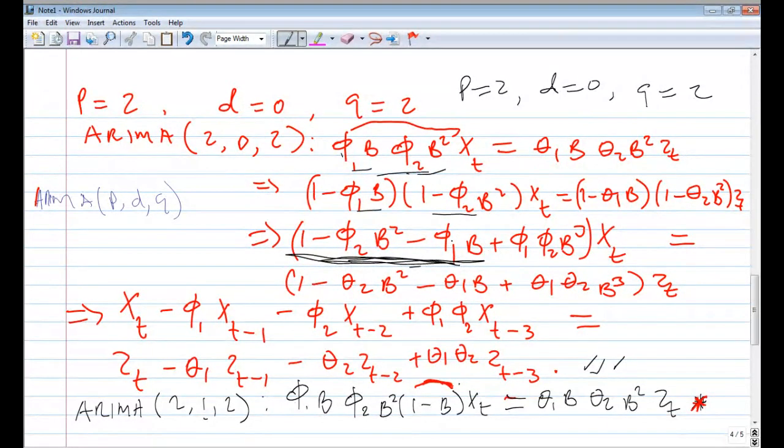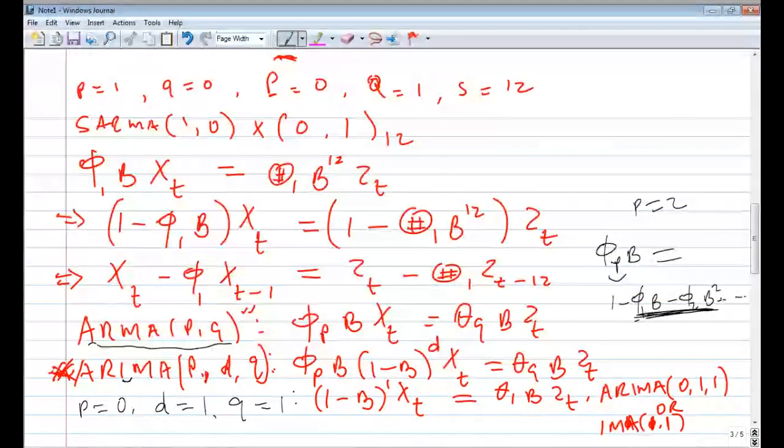It's phi 1 B... No, sir. I was supposed to start with 1 minus phi 1 B minus phi 2 B squared. It's not the same. Why not? If we are doing the back shift for phi p B, we're starting at 1, right? It will be 1 plus phi 1 B minus phi 2 B squared. Then after that we multiply with the differencing, which is 1 minus B to the power d. Then when we expand the thing, we don't have the phi 1, phi 2.